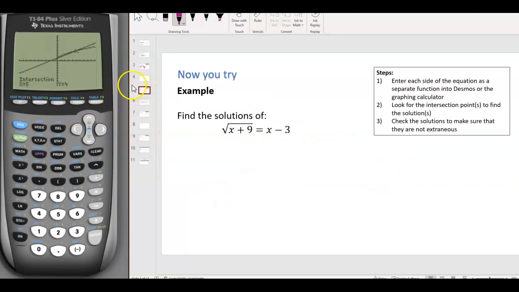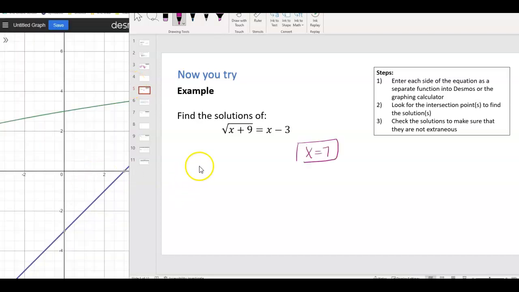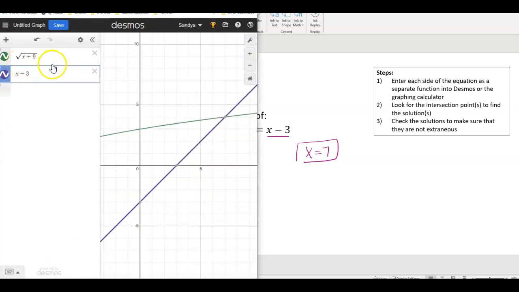So now you can go ahead and pause the video and try this example on your own. So we have the square root of x plus 9 equals x minus 3. I'm going to enter this as two separate functions into the graphing calculator. I'm going to show you in Desmos. So we have the square root of x plus 9 and then we have x minus 3.